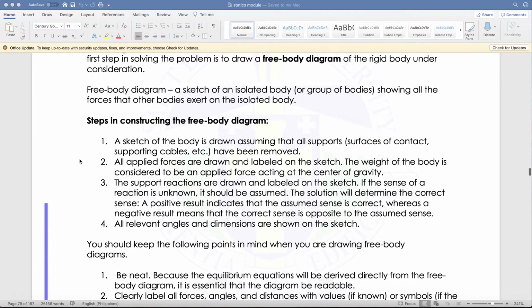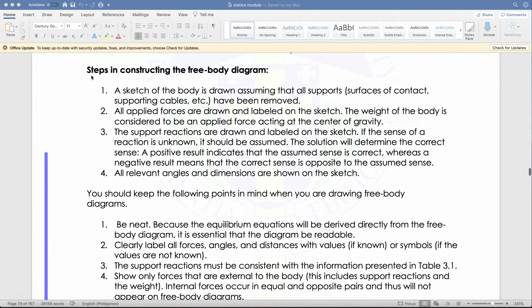Okay, just follow the discussion. So, steps in constructing the free body diagram. Number one, a sketch of the body is drawn, assuming that all supports have been removed. Number two, all applied forces are drawn and labeled on the sketch. The weight of the body is considered to be an applied force acting at the center of gravity. Of course, since it is a material, it will have a weight, and its weight is acting on the center of gravity. Number three, the support reactions are drawn and labeled on the sketch.